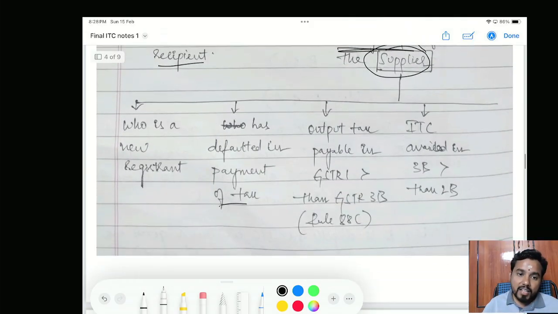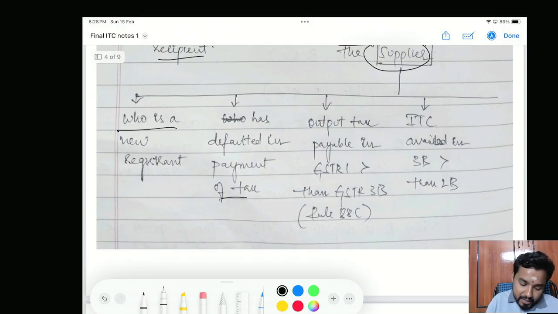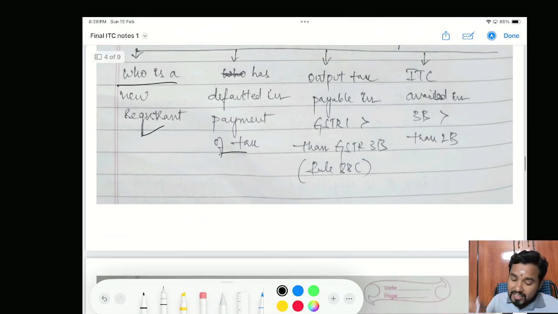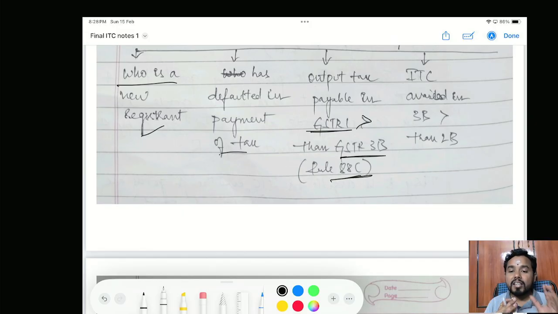Now what are those scenarios? First one, the supplier is a new registrant. Next one, the supplier has defaulted in payment of tax. Supplier output tax payable in GSTR 1 is greater than in GSTR 3B. This is a violation of rule 88C. Ideally, your tax liability in GSTR 1 and GSTR 3B should be equal. The tax liability you are disclosing in GSTR 1 is more, but what you have actually paid in 3B is less.